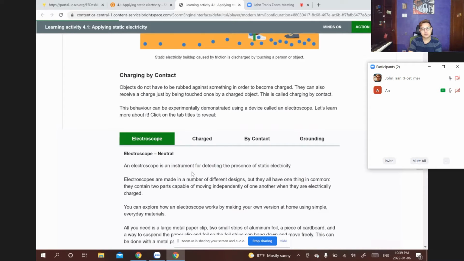You can make your own using everyday materials: a large metal paper clip, two small strips of aluminum foil, a piece of cardboard, and a way to suspend the paper clip and foil so the foil strips can hang down and move freely.